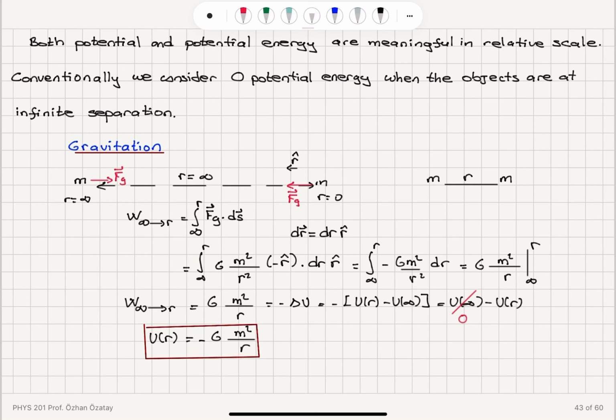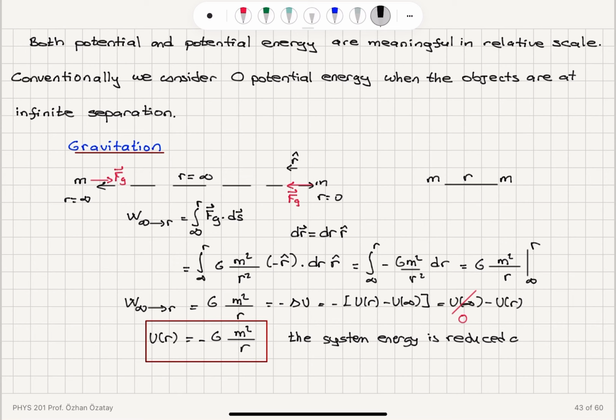Why is it negative? Because this is an attractive case, so we're moving in the direction that makes the masses come closer. Therefore, this is going to cause a decrease in the potential energy. So the system energy is reduced as the masses approach.